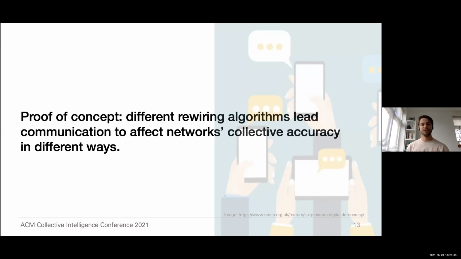And so through planned future work, we're hoping that this line of research can be used to inform the design of new online deliberation tools and civic technologies.